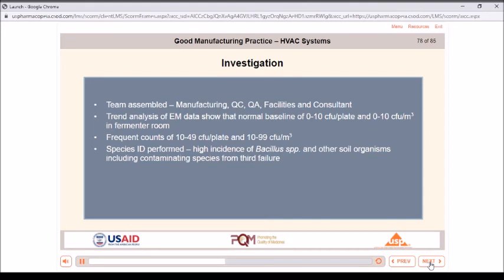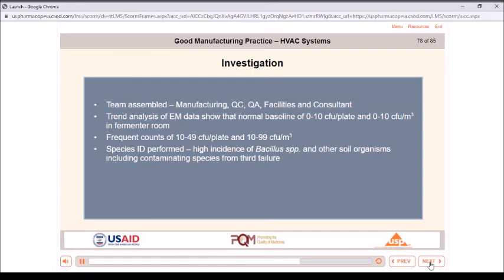Although these limits are within the regulatory expectations for grade D, nevertheless, they are high counts for any clean room and were a clear indication of an adverse trend. Clearly, something had changed, resulting in a significant increase in the EM levels. Most recent EM samples were still available, and there was a high incidence of various Bacillus species identified, confirming that there were high levels of Bacillus getting into the fermenter room.